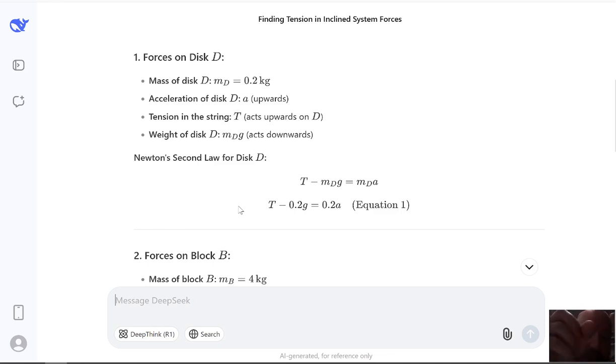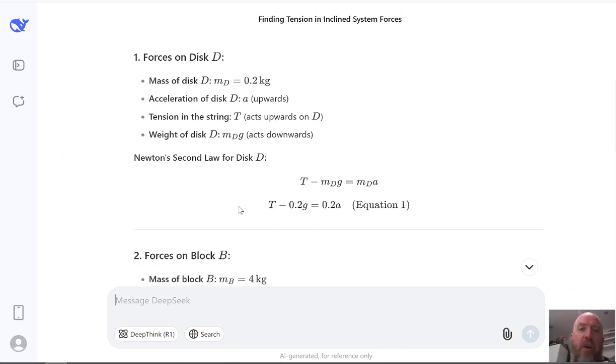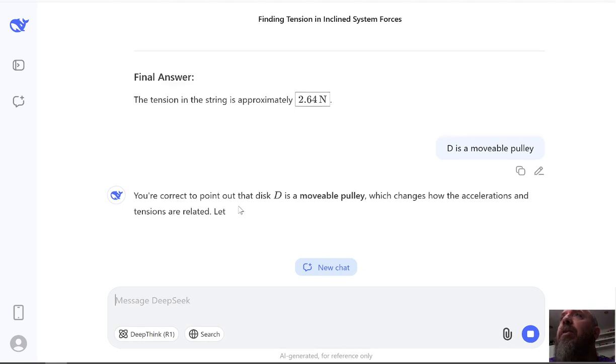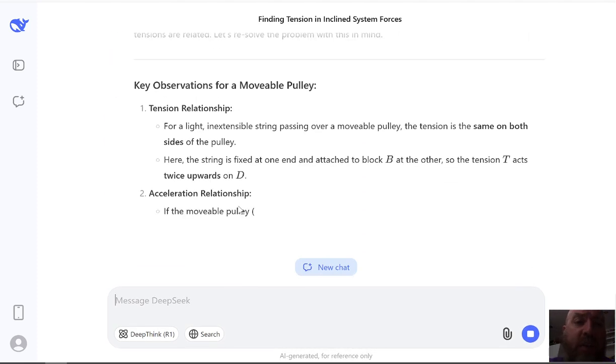I think there's 2 T's upwards. Yeah, there should be 2 T's upwards. So we say D is a movable pulley, and see, does that do anything? Instead of even asking it a question, just tell it what's going on. Yeah, I'm correct. Changes.